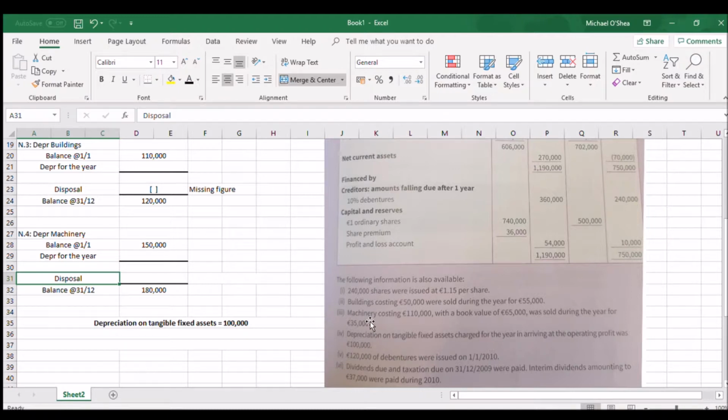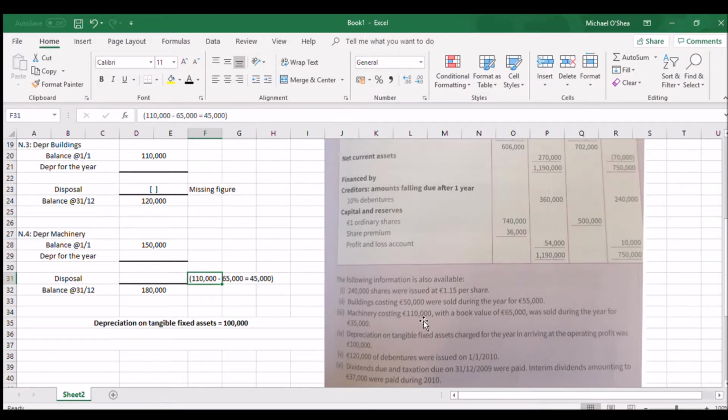But I do know a little bit more about my disposal, because if you look at the question, it says machinery costing 110,000 with a book value of 65,000. So the machinery was 110,000 at cost, and it was then worth 65,000. We know that cost minus depreciation is net book value. So this is my cost, and I know my net book value is 65,000.